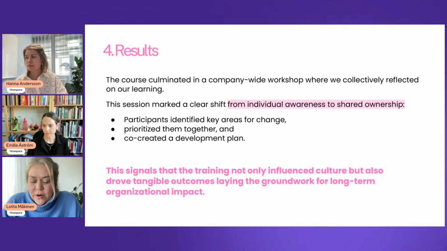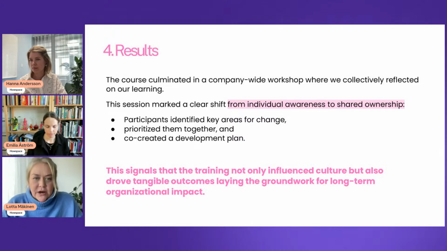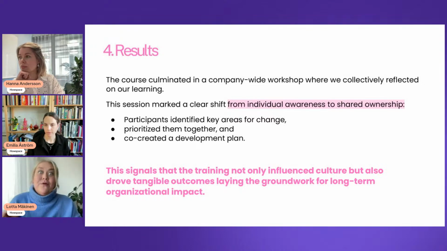And there we really took it from individual awareness to shared ownership. So basically, we together identified key areas for change in our context. We prioritized them based on importance or urgency, where we want to start with. But also then we co-created a plan, how we're going to take this further. What are the actionable ideas we can take to make these things happen?